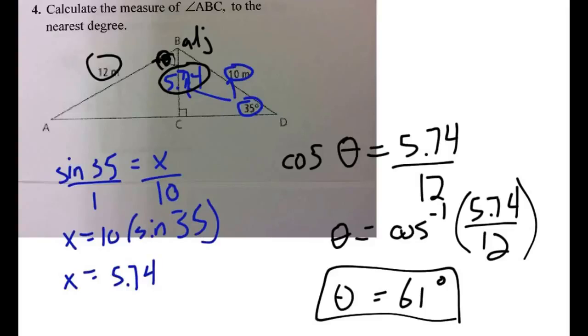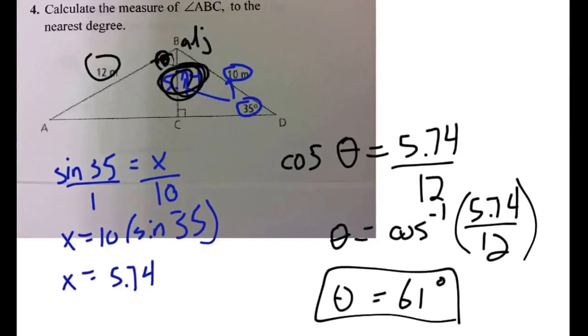So you can see with multiple triangles, it just usually means you've got to do 2 steps. So when 2 triangles are touching, usually the trick is to find that side that they both share, and once you have that, then you can usually solve the rest of the question.